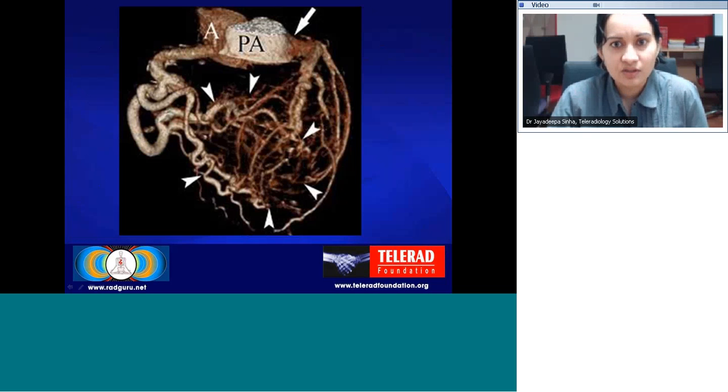So here we see that the right coronary artery is seen originating from the aorta, whereas the left coronary artery is seen arising from the pulmonary artery, and there is extensive collateralization and the coronary arteries are markedly dilated. And this is a picture that we get to see only in patients with adult ALCAPA, and in children it is rarely seen. Such wide collateralization is rarely seen in children.